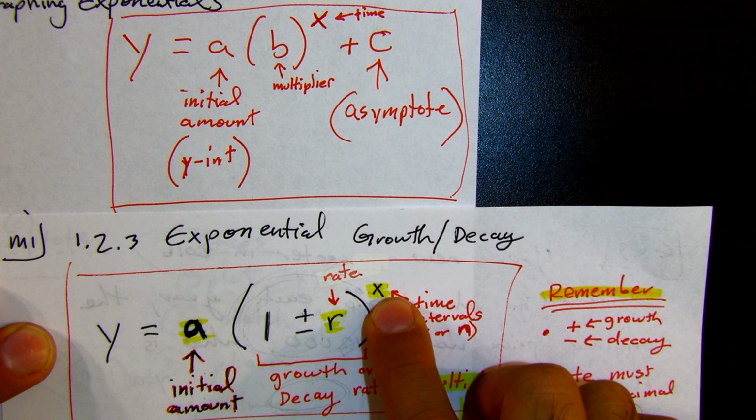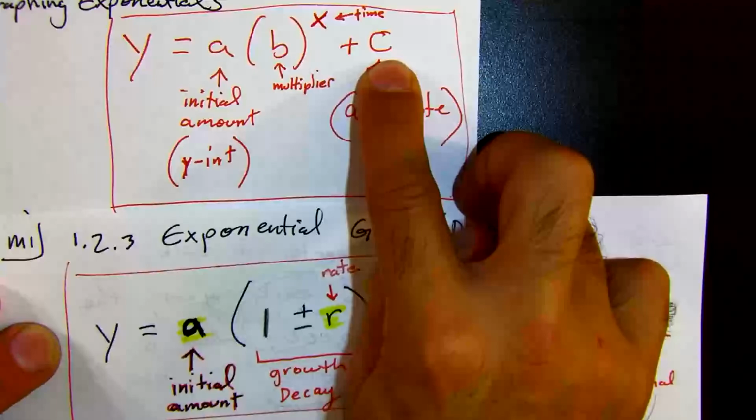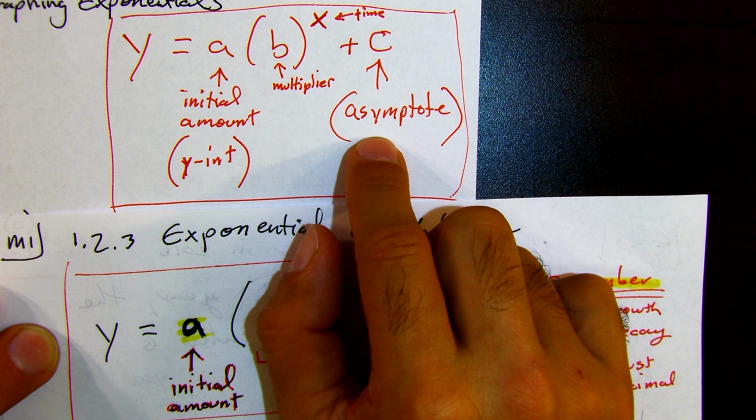And this plus c is this new thing that we're introducing. It's called an asymptote. Or sorry, asymptote.